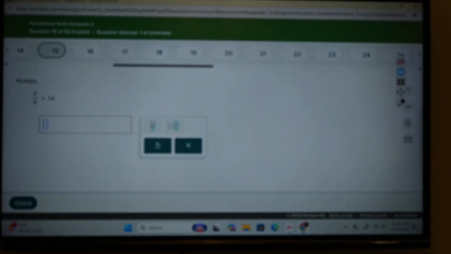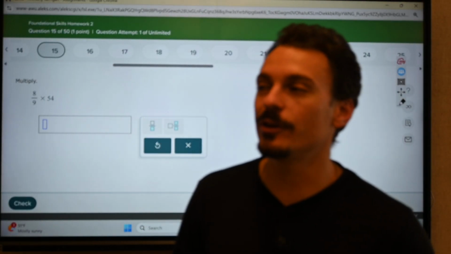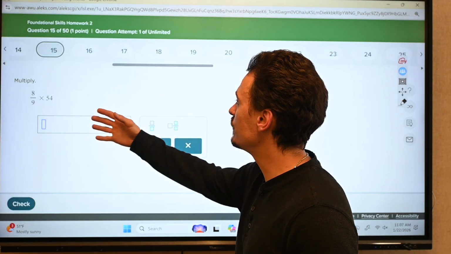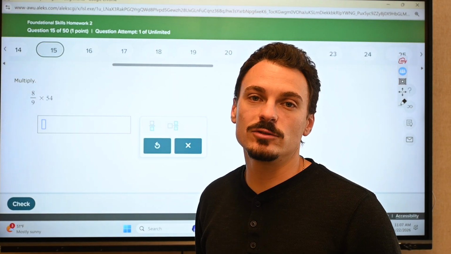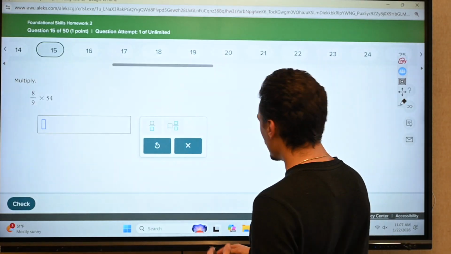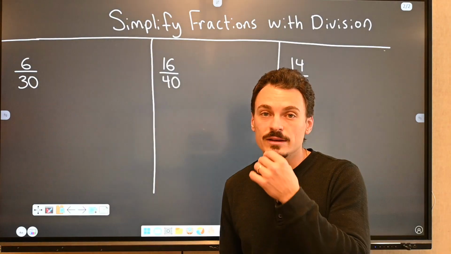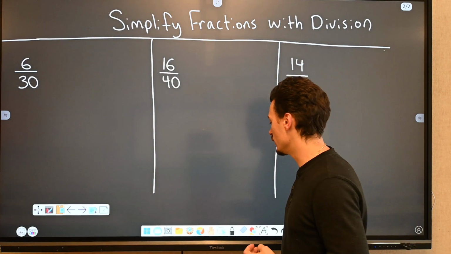All right. This is multiplying fractions for your foundational skills homework number 2, multiplying fractions. So questions 15 through 24. Before we start multiplying fractions, we have to talk about simplifying fractions. Okay, we have to know how to simplify fractions first.